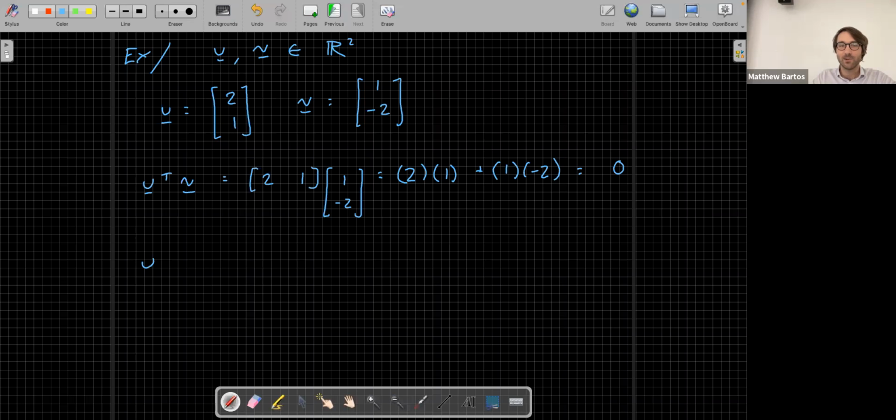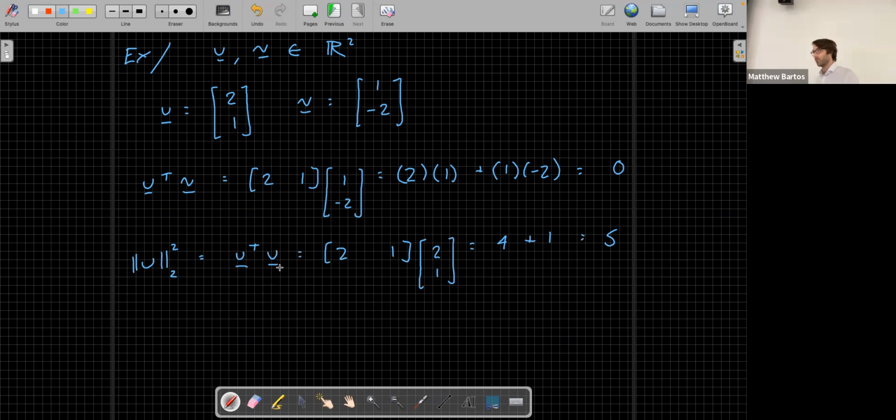So if we take the norm of u, for instance, let's look at the norm squared. So that will be u transpose u. We'll get 2, 1, inner product with 2, 1. And that will give us 4 plus 1 is equal to 5. Okay, so the norm of u will actually be square root of 5. So this set of vectors is orthogonal, but not orthonormal. All right, let's take a look at another example.